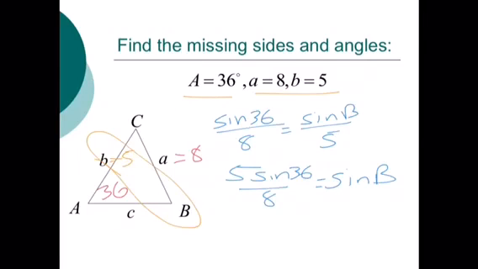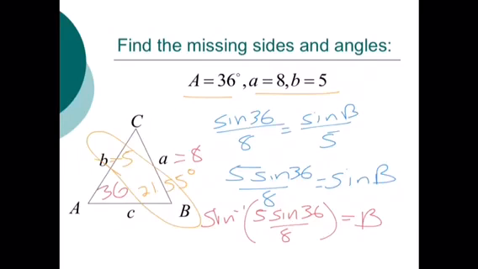And then since we're solving for an angle, our last step is always to take the inverse to make sure that we can get our angle by itself. So we would have the sine inverse of 5 times the sine of 36 divided by 8, and that's going to equal angle B. Alright, if we calculate that, then we get our angle, which is 21.55 degrees.